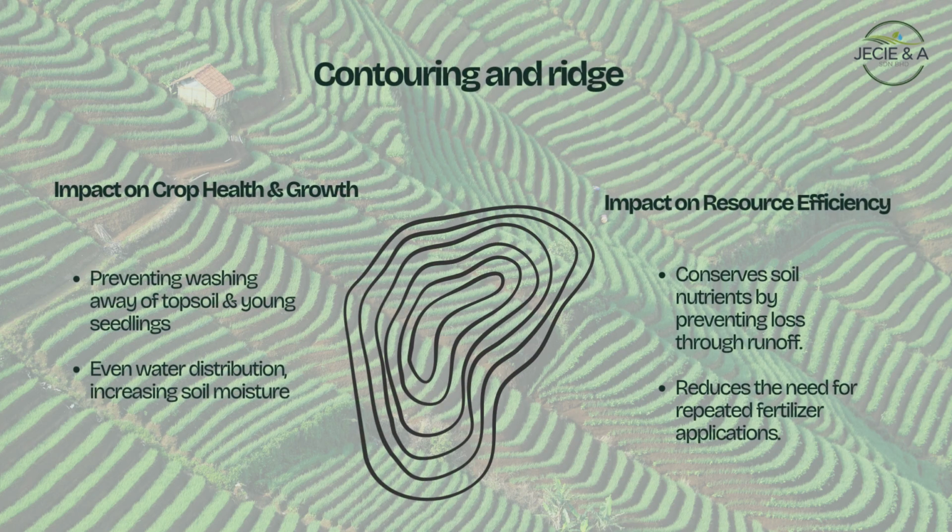For the expected outcome of the contouring and ridges, how does it impact crop health and growth? Firstly, it will prevent the washing away of topsoil and young seedlings, and it also gives even water distribution, which will increase the soil moisture. Next, the impact on resource efficiency: it conserves soil nutrients by preventing loss through runoff and also reduces the need for repeated fertilizer application.